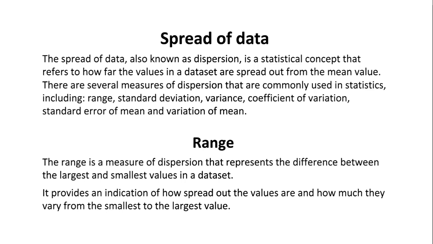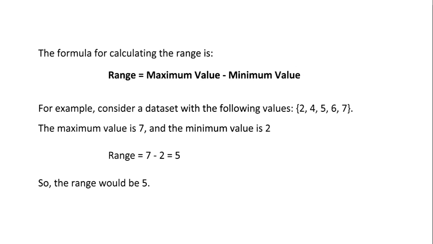Range. The range is a measure of dispersion that represents the difference between the largest and smallest values in a data set. It provides an indication of how spread out the values are and how much they vary from the smallest to the largest value. The formula for calculating the range is range equals maximum value minus minimum value. For example, consider a data set with the following values: 2, 4, 5, 6, 7. The maximum value is 7, and the minimum value is 2. Range equals 7 minus 2, equals 5. So, the range would be 5.